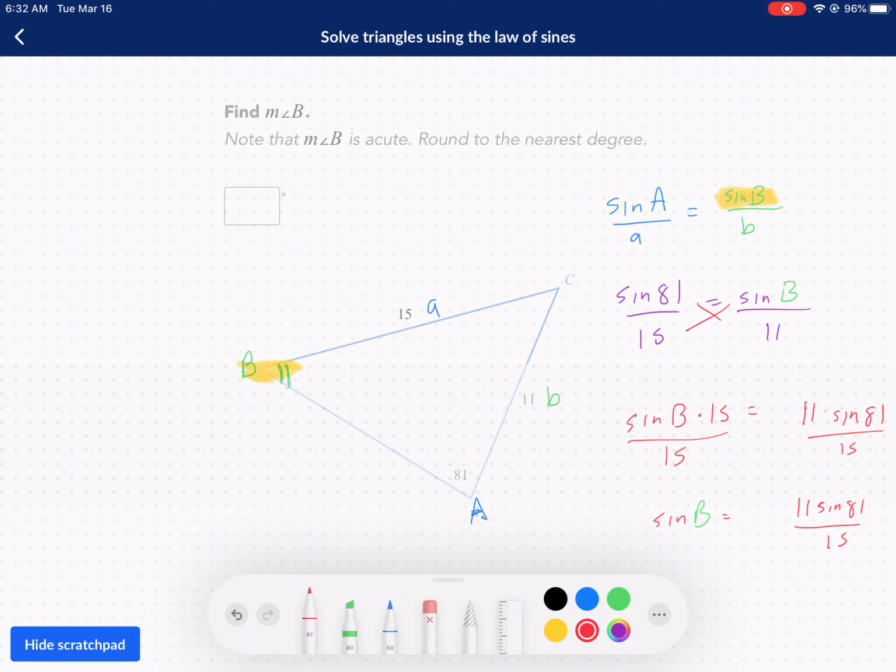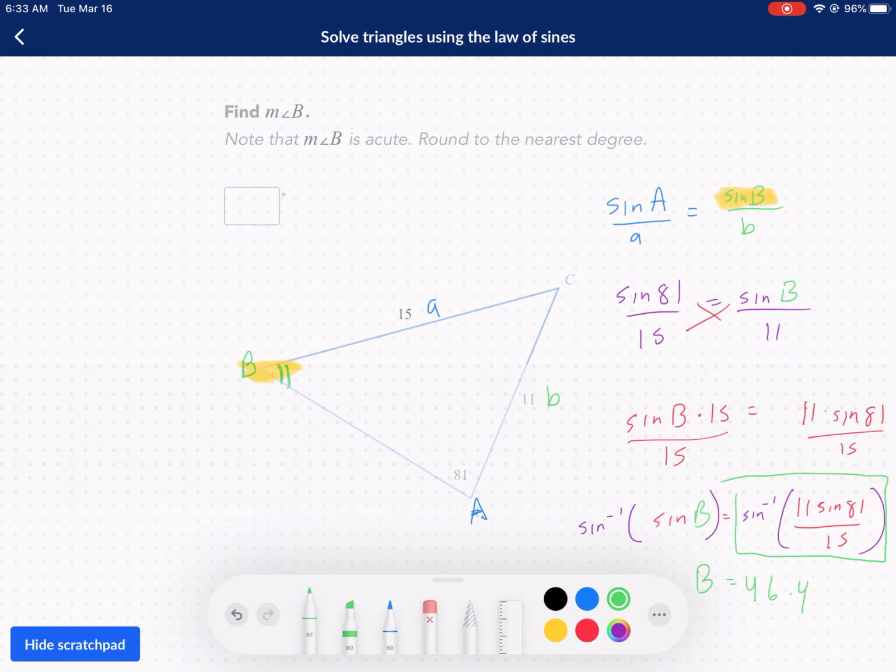Now, how do I get the B by itself? Right now it's being signed, so I have to do the opposite of sine. The opposite of sine would be inverse sine. So I need to take the inverse sine of both sides. What that does is it gets the B by itself on the left, and that's going to be equal to all of this. So I'm just going to type this into my calculator. So I'm going to go inverse sine of 11 times sine 81 divided by 15. And I get 46.4.